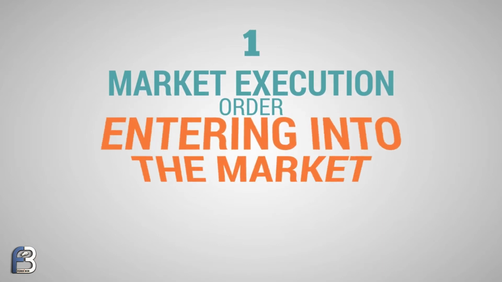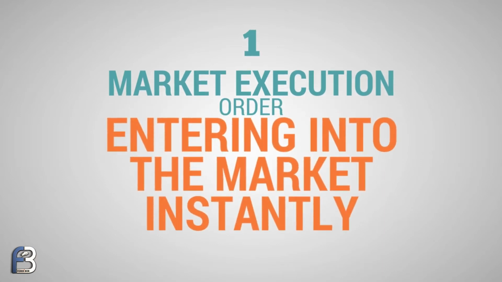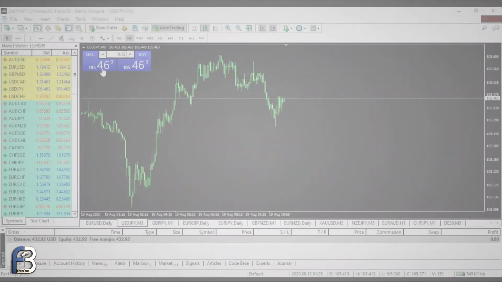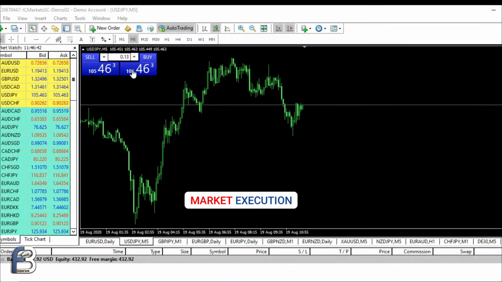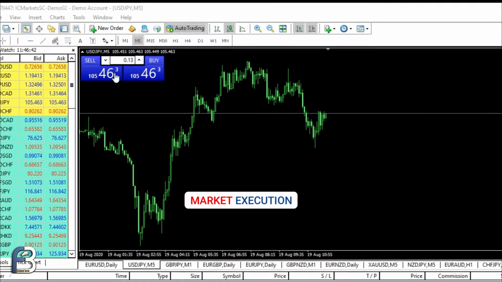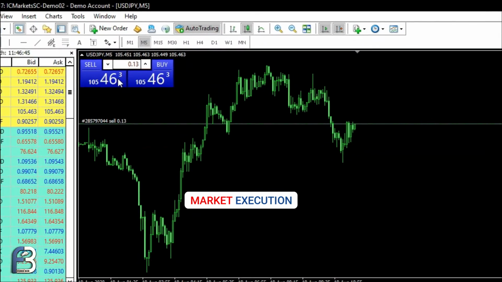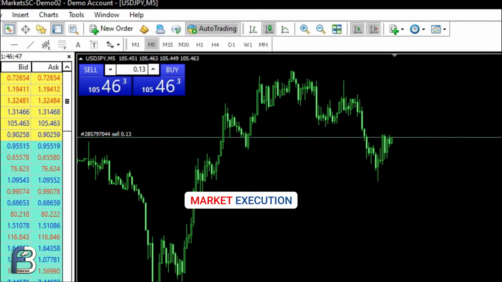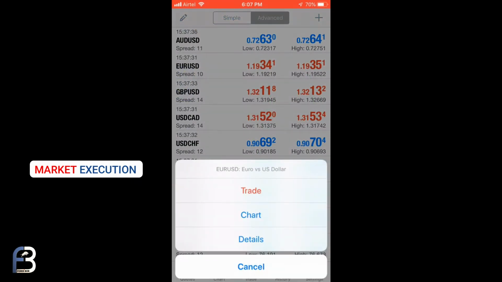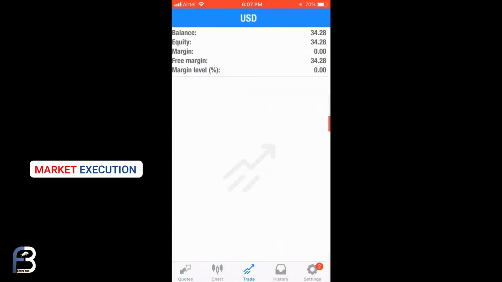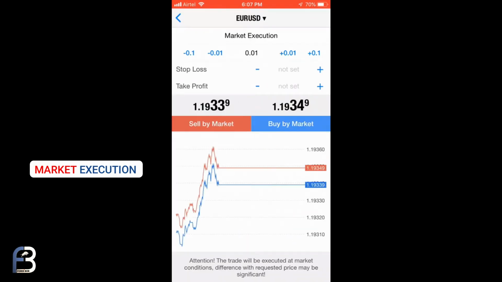Let's discuss market execution first. This type of order is used when you want to enter the market instantly. Here you just need to click on the buy or sell price with a desired lot size and you get entered into the market instantly. This is also called one-click trading. And you can do the same thing in mobile trading too. Here also you just need to tap on the buy or sell price to enter into the market instantly.